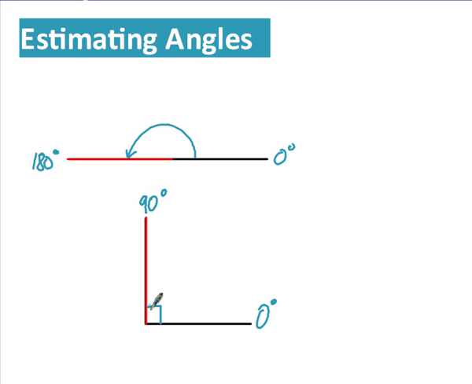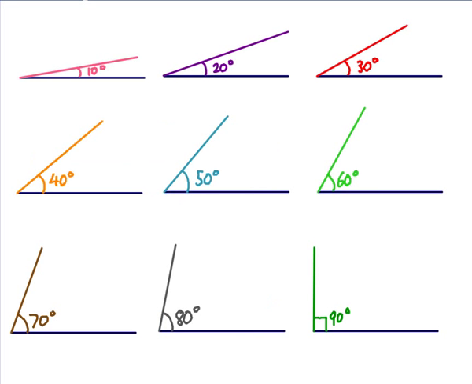Okay, once we know those two angles, everything else is either going to be in between 0 and 90, in between 90 and 180, or in between 180 and 0. So it's not going to be too difficult to work it out. What's going to be most useful now is to get a rough sense of angles between 0 and 90. So on this page I've shown angles from 10 up to 90 degrees in 10 degree increments. 10, 20, 30, 40, 50, 60, 70, 80, 90. Okay, just to give you a rough sense.